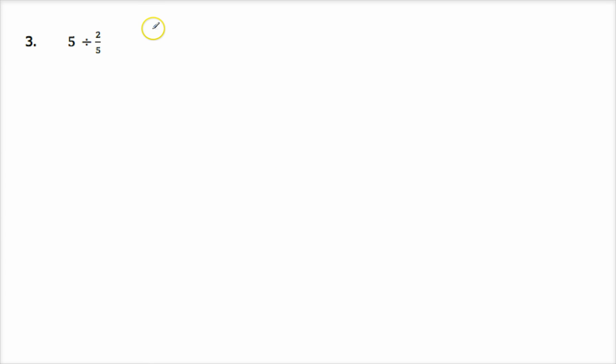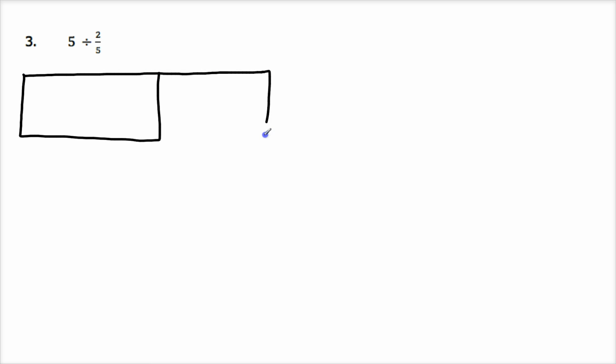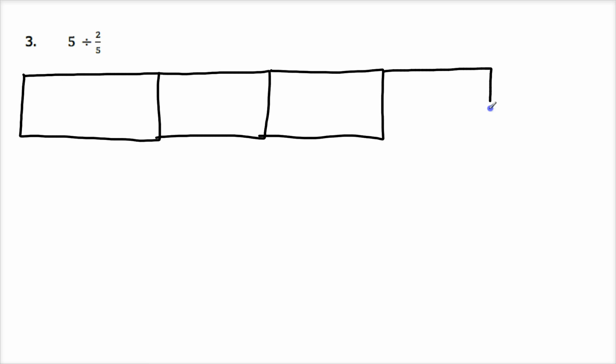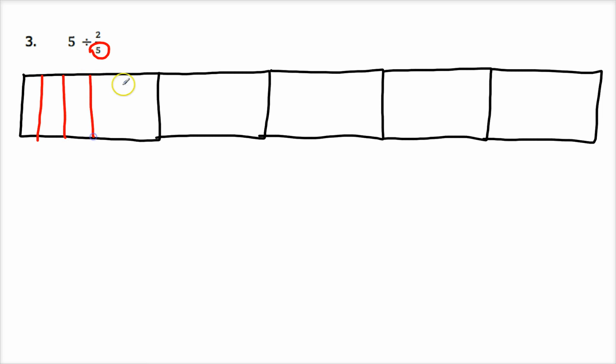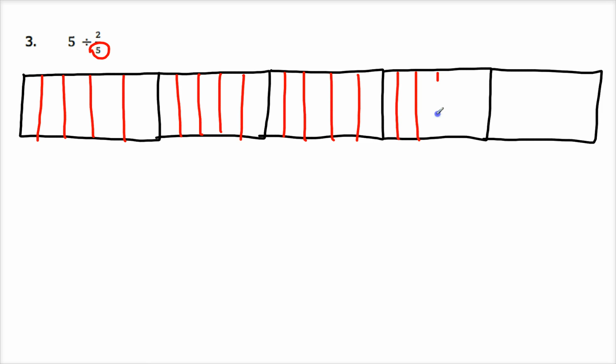Okay, for my last problem, we have 5 divided by 2/5. So we'll go ahead and start by drawing a model to represent 5 wholes. There's 1, 2, 3, 4, and 5, and we are splitting each of these pieces into fifths. So 1, 2, 3, 4, and 5. 1, 2, 3, 4, and 5. And we'll keep going until we get each of our fifth pieces here.